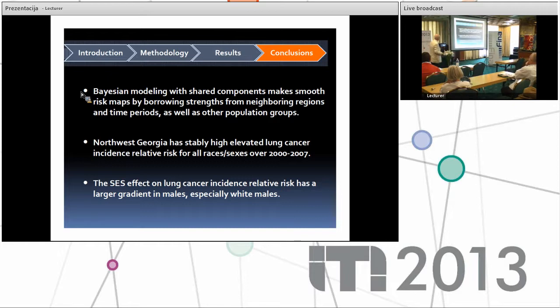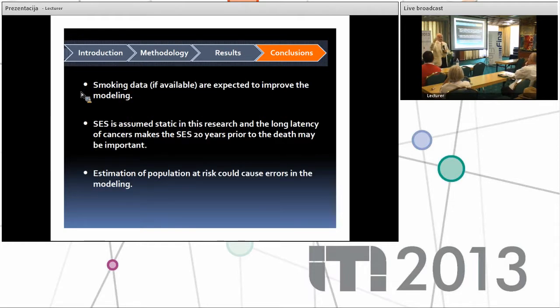Yes, the effect on lung cancer incidence is a large gradient in males, especially white males. So he was interested. There's stuff that I didn't show, where he was interested in actually looking at the socioeconomic status in each of those geographic units and how it may be related to risk. We didn't have smoking data. So again, this is kind of ecological data, but you assume that the smoking variable is equally distributed across the geographic areas, right?